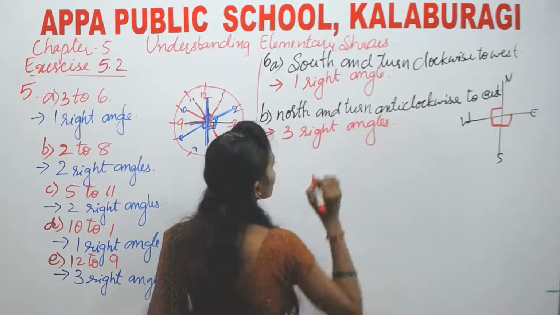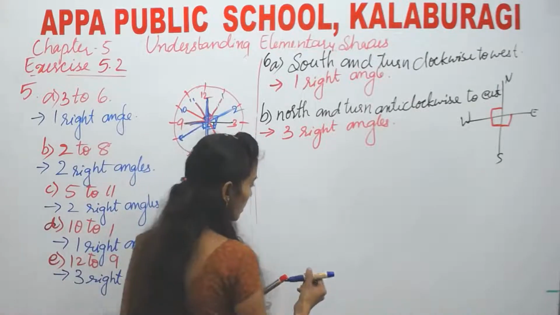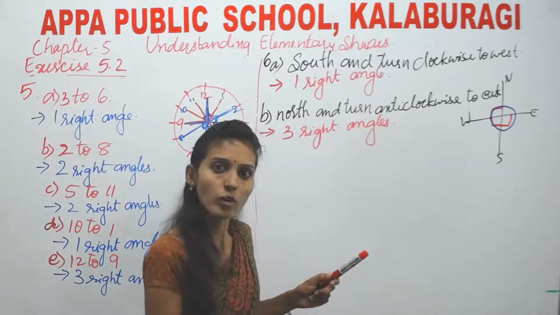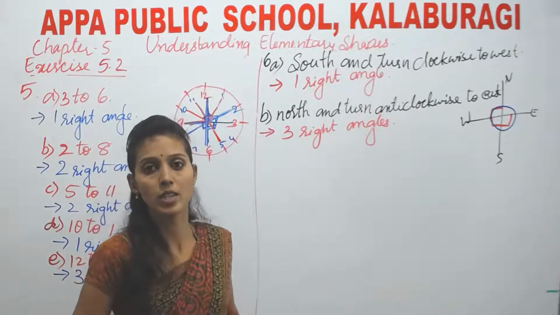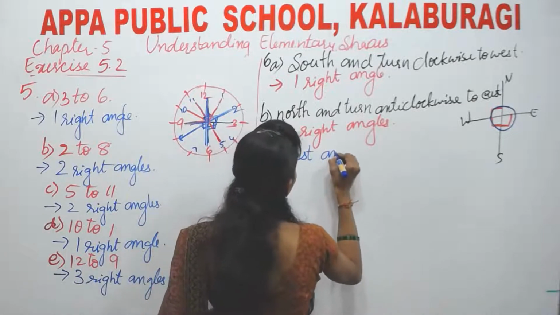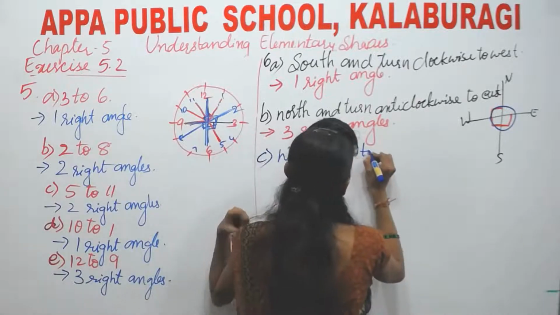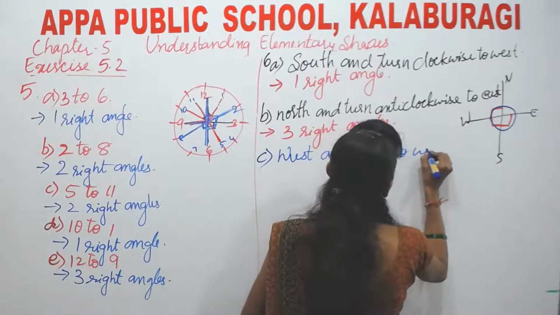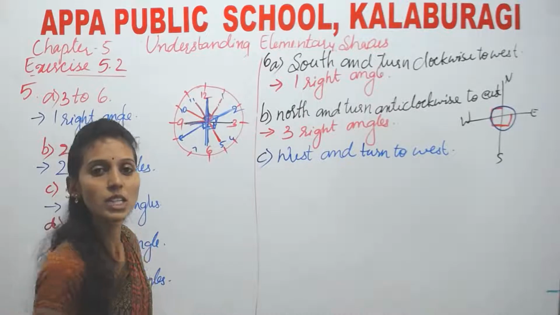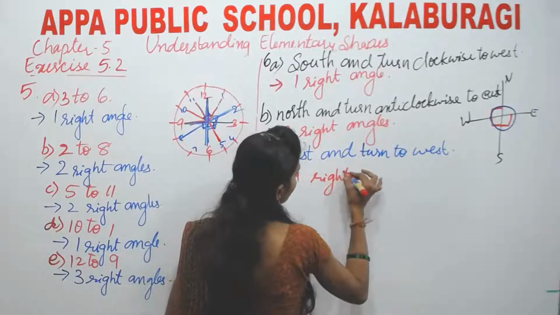Okay? 3 right angles. Next, west and turn to west only. Anti-clockwise or clockwise? One full revolution. West and turn to west. So, one complete revolution is nothing but how many right angles? 4 right angles. Right?